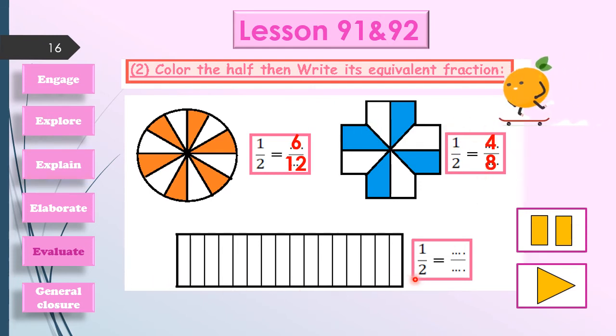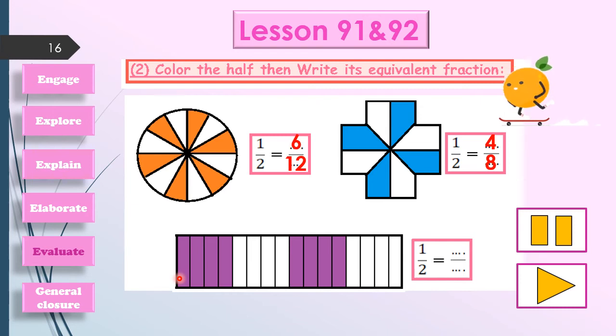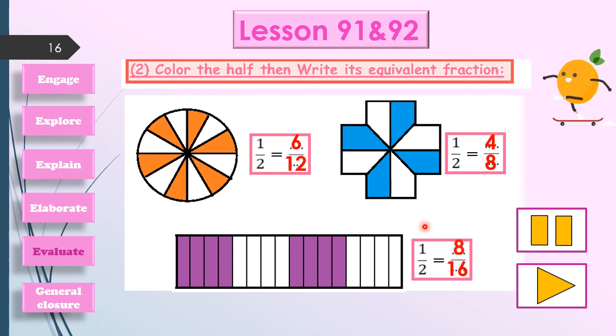Here in this shape, we have to color half of it. If I color half of it like this, all of these parts are, yes, 16 parts. Write down here 16 in denominator and count how many colored parts. 1, 2, 3, 4, 5, 6, 7, 8. I colored 8 parts out of 16 to have half. Then half equals 8/16.